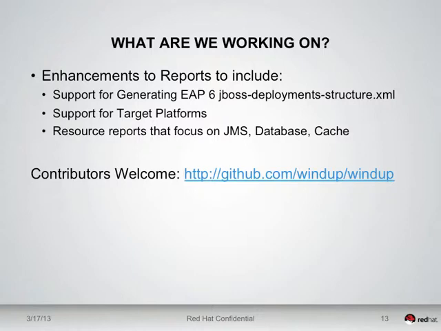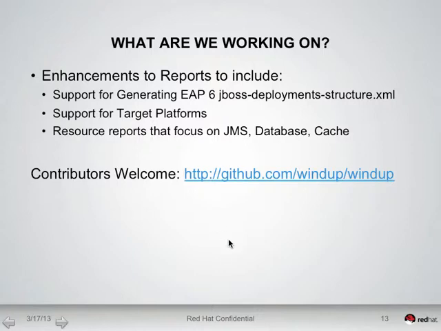Support for target platforms. So class loader for JBoss 6 is different from the class loader for JBoss 5. So adding support for that as well. And resources pulled to the top of the report. So if your application requires JMS, caching, database, we should be able to find that out from the application. If it has a persistence.xml, what is the database it's using, and those type of things. Bringing it to the top of the report will help you plan what resources need to be added to your new platform before you get started.